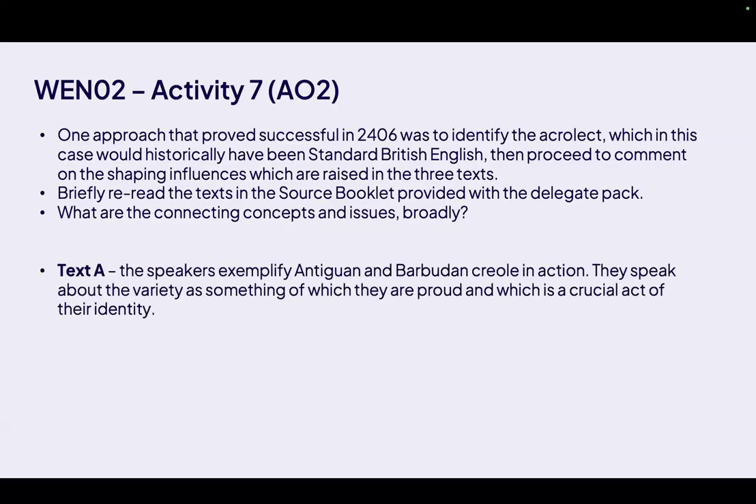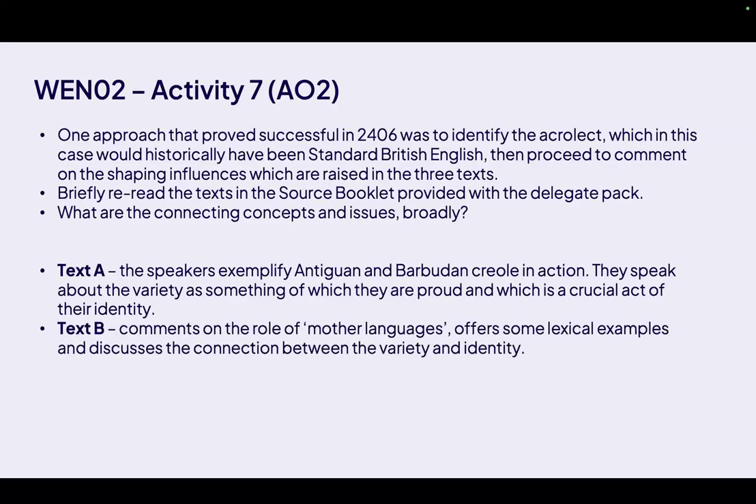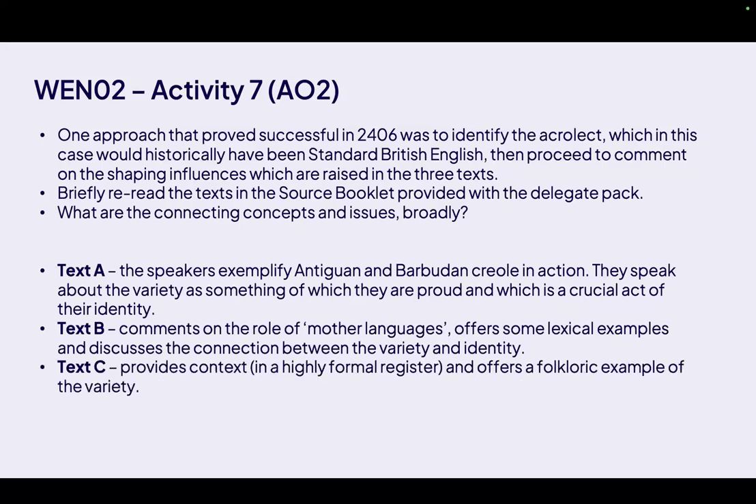In text A, the speakers exemplified the Creoles in action. They speak about the variety as something of which they're proud and which is a crucial act of their identity. Text B comments on the role of mother languages, offers some lexical examples and discusses the connection between variety and identity. And then the third text provides context in a highly formal register, and it offers a folkloric example of the variety. I quite like text C.